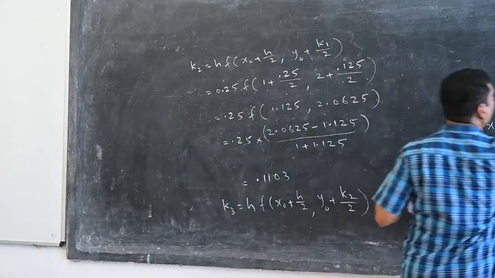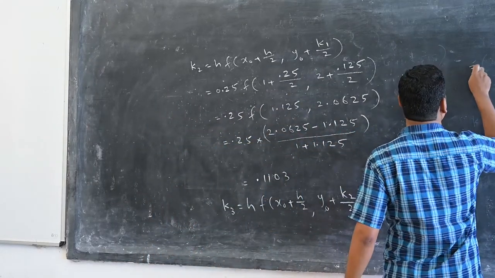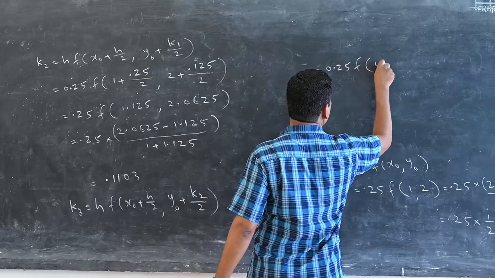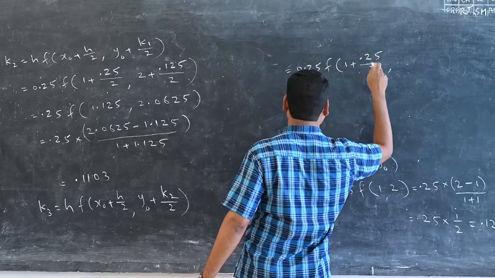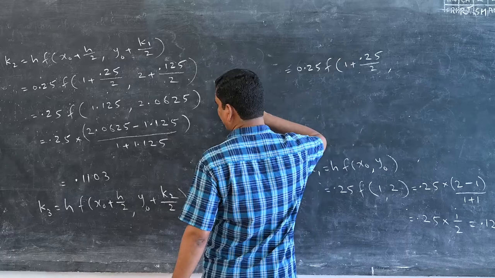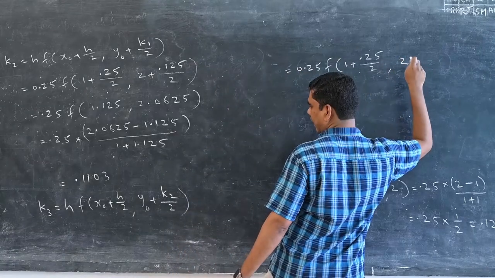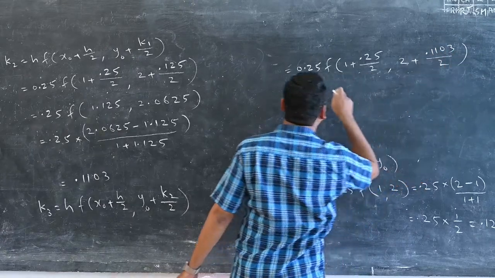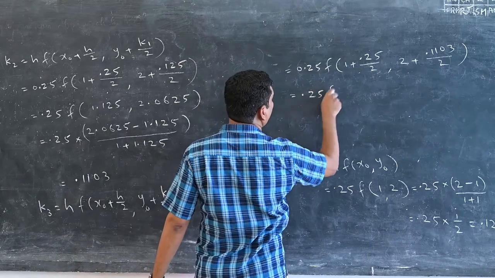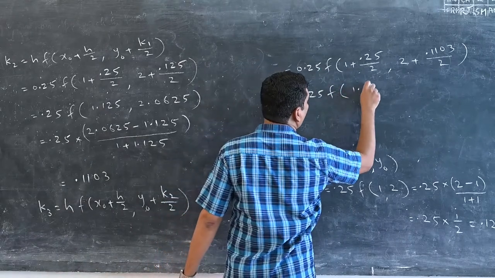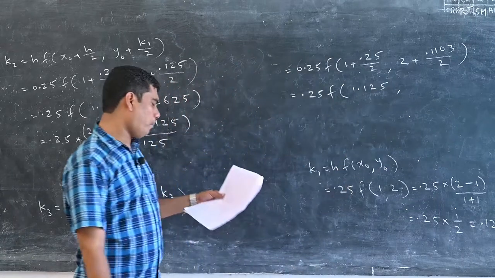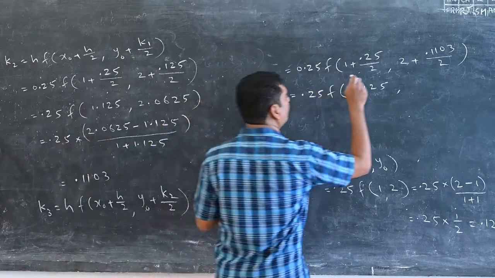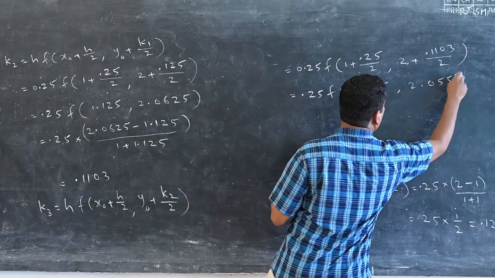This is equal to 0.25 into f of x naught plus h by 2, y naught plus k2 by 2. K2 is 0.1103 divided by 2. It is 0.25 into f of 1.125, 2 plus 0.1103 divided by 2, which is equal to 2.0552.